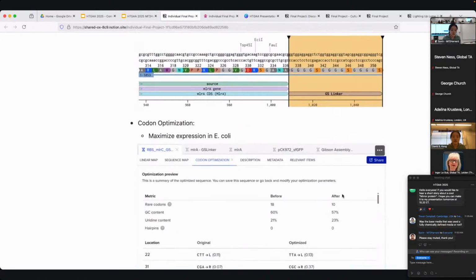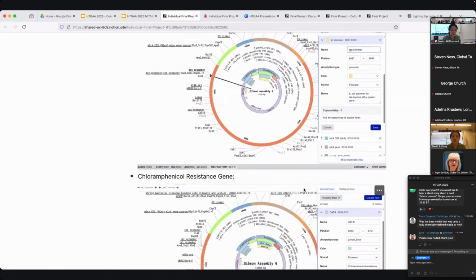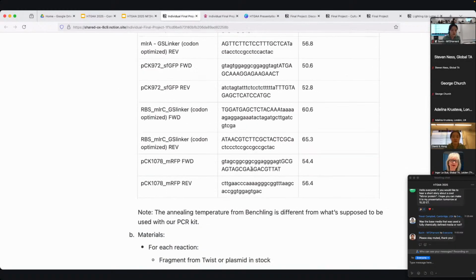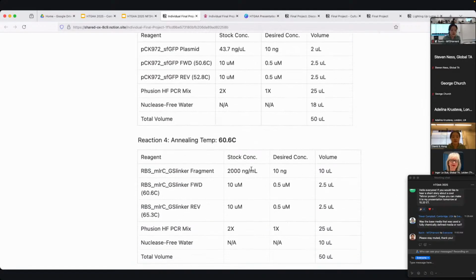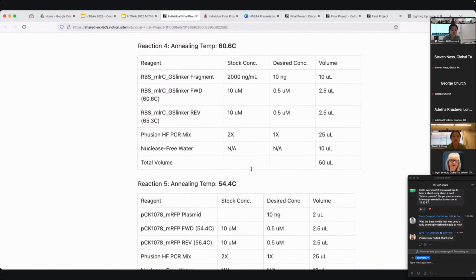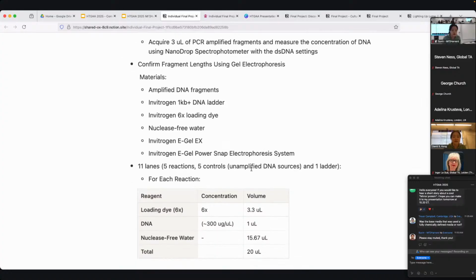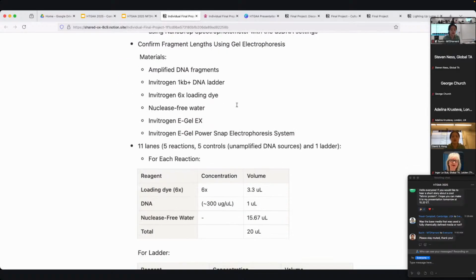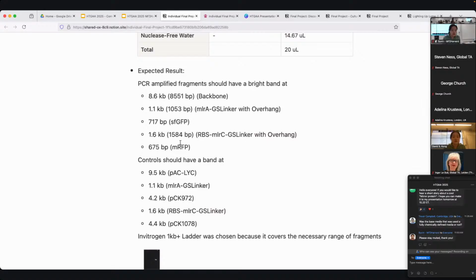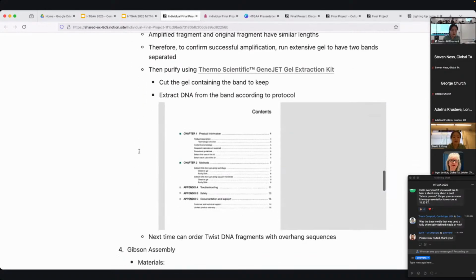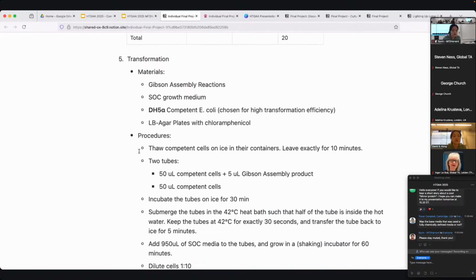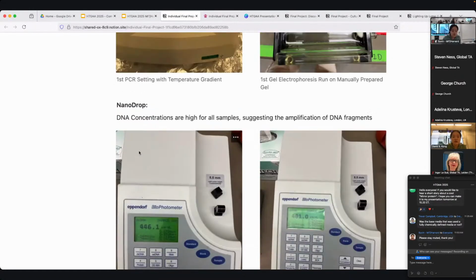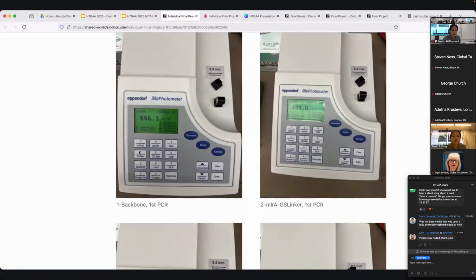And I did the codon optimization and did the Gibson assembly in silico to get the plasmid sequences, primary sequences. And these are the conditions for the 5 PCRs with different annealing temperatures for the 5 fragments. And then afterwards, the verification will be performed with gel electrophoresis and nanodrop. Expected results are shown here. And afterwards, Gibson assembly will be performed and transformation will happen.